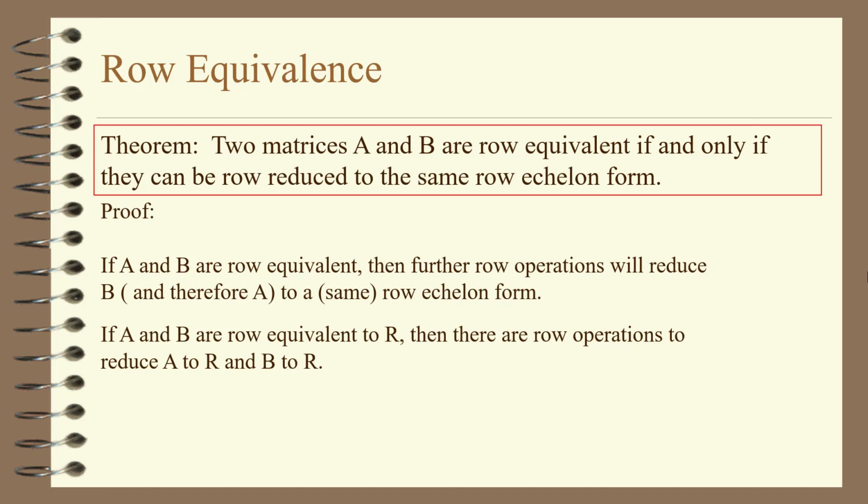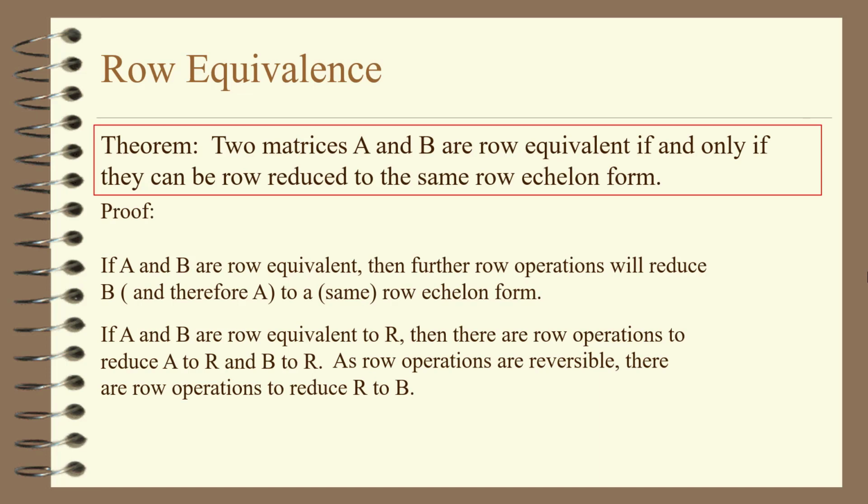But the row operations are reversible. So if there's row operations to reduce B to R, then there's row operations to reduce R to B. You could then use the sequence of row operations to take A to R and then R to B to show that there is a sequence of row operations that reduces A to B. And that's the final result.